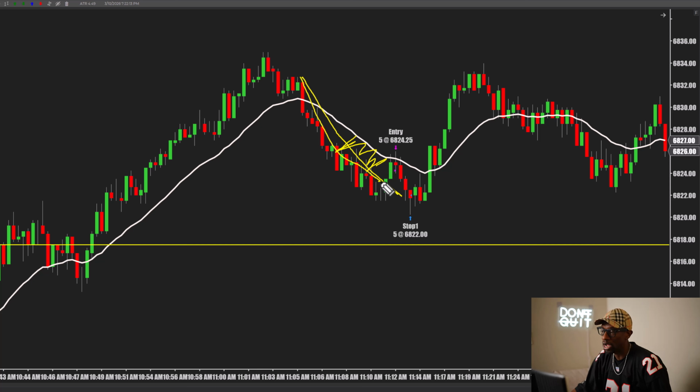I could have took the magnet play and went long just knowing that we're going to have to pull back to the 21 EMA. But when you're dropping like this, you don't know how far it's going to drop before it pulls back.